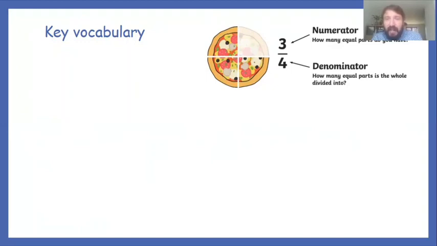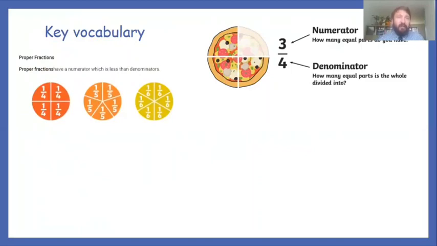Now, the numerator: how many equal parts do you have? We can see one piece of the pizza is faded or has been eaten. So we have 3 equal parts remaining there. So this fraction is 3/4. Just to recap, we have one whole that has been divided into 4 quarters, and our numerator, what we have left, is 3 of those quarters. Okay, so that's numerator and denominator, 2 pieces of key vocabulary you'll hear when we discuss fractions.